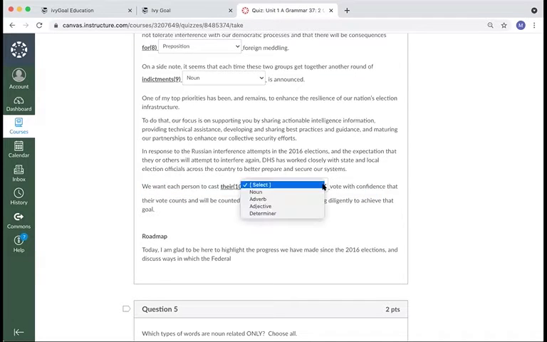What is "there"? Noun, adverb, adjective, or determiner? Adjective. So "there" is describing what? What sort of noun is "there" describing? Each person. Each person. Okay, let's see how it goes.